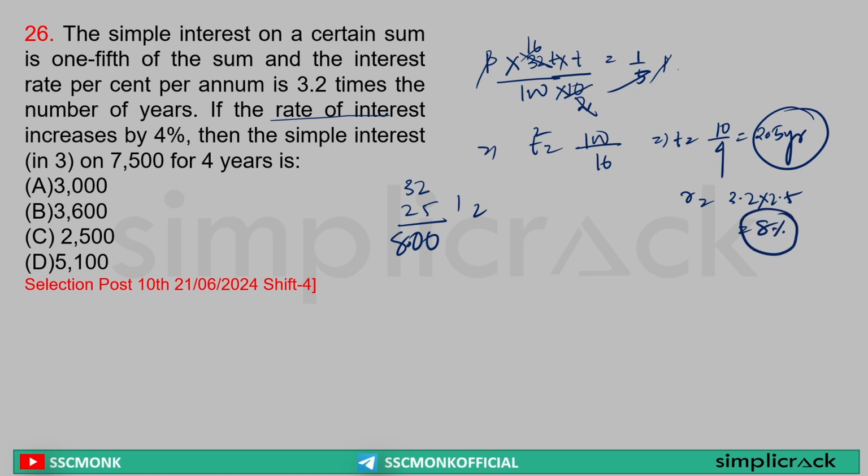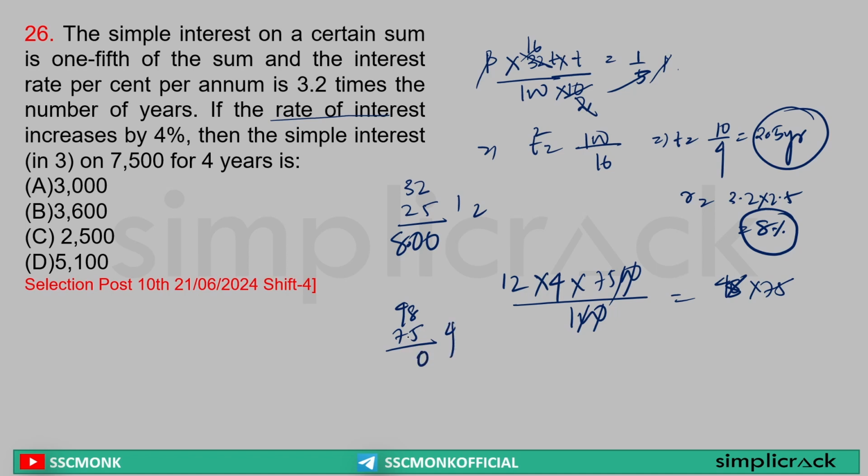Previously the rate of interest was 8%, now it is 12%. 4 years, 75,000 divided by 100, 0 0 crossed out. The answer is 2 4s are 8, 2 4s are 8, 12 4s are 48 into 75, or I can write 48 75 is equal to 5 8s are 40, 5 4s are 20, 7 8s are 56, 76 plus 4, 80, 8 out here, 7 plus 4, 28 plus 8, 3600.